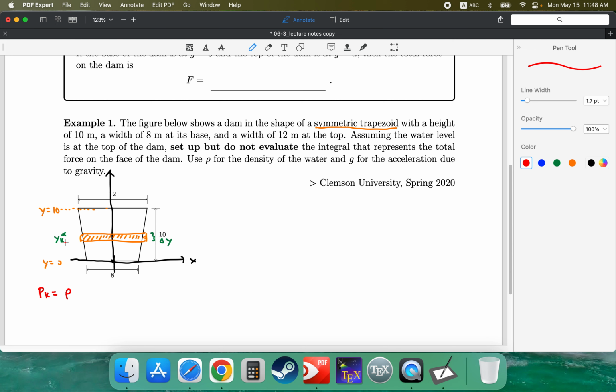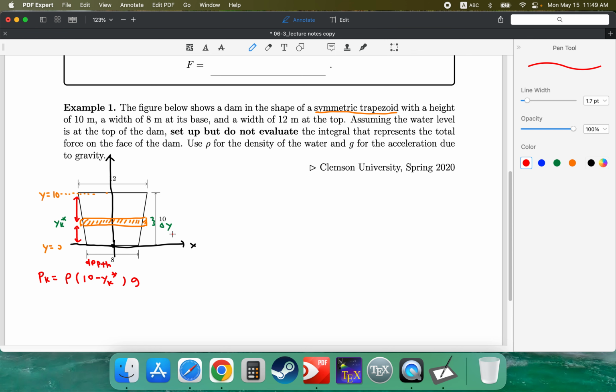So if this is yk star, that means this distance is yk star. Therefore, this distance is 10, from 0 to 10, as the total length is 10. We want to subtract yk star. So the depth right here is 10 minus yk star. So that's the depth of the water. And multiply by g, rho hg. G is the acceleration due to gravity. So that's the pressure on this strip.